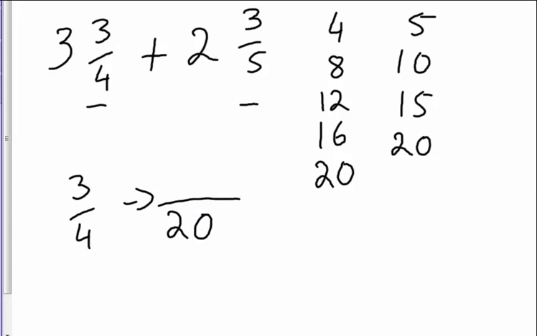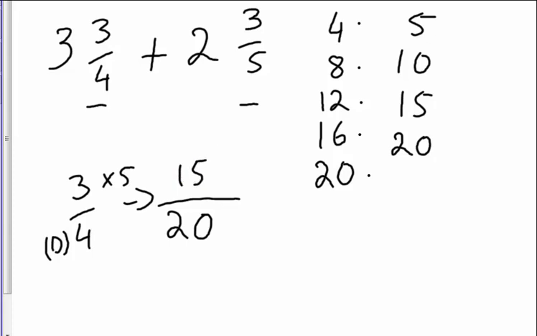So I take my 3/4 and I'm going to turn that into 20ths. In order to do that, I look at my denominator, which is 4, and I see how many 4s are in 20. Well, I've already proved that over here. There are 1, 2, 3, 4, 5. So if I multiply my numerator by 5, I'm going to get 15 over 20.